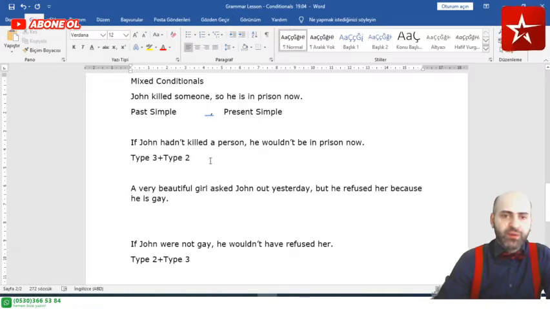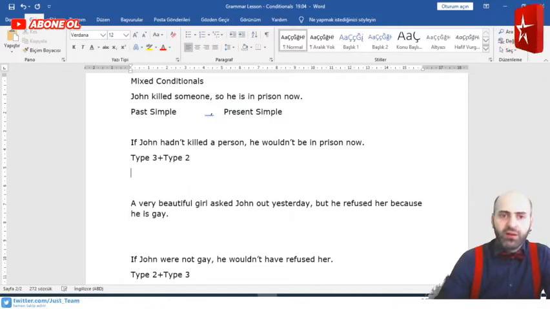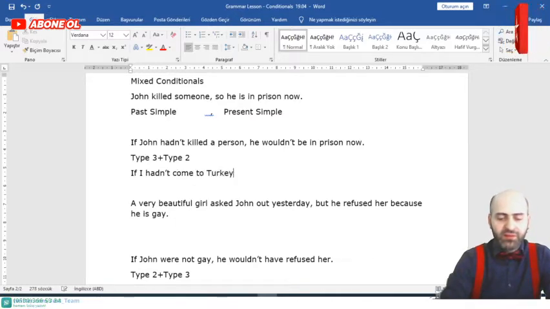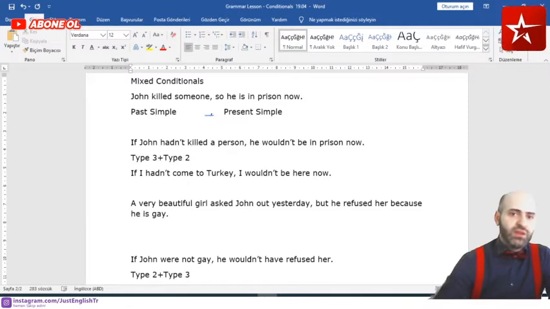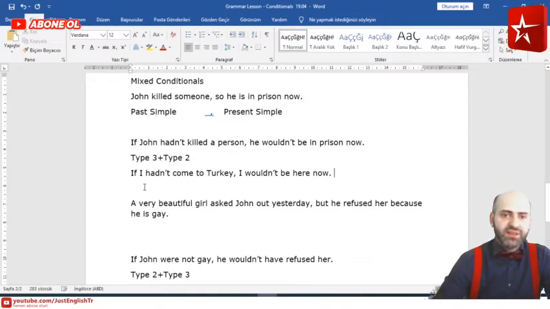Yes, Vanya, I can make more examples. Let's make an example for these. For example, I came to Turkey 5 years ago, so I live in Turkey now. But if I had not come to Turkey, I would not be here now. Okay, so this action is in the past, that's why I use type 3, and this action is in the present, so I used type 2.